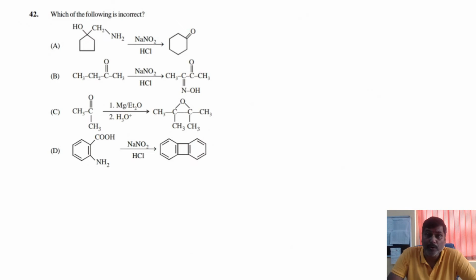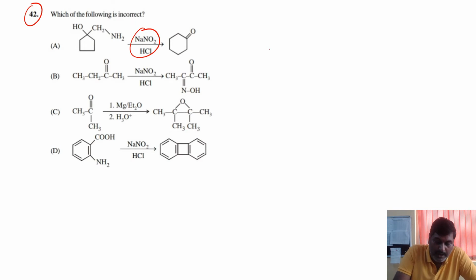Question number 42. Okay, question number 42, which of the following is incorrect? Again you have to understand, this is a primary amine CH2NH2, and that reacts with NaNO2 HCl. This is known for diazotization, right. So go for the diazotization.